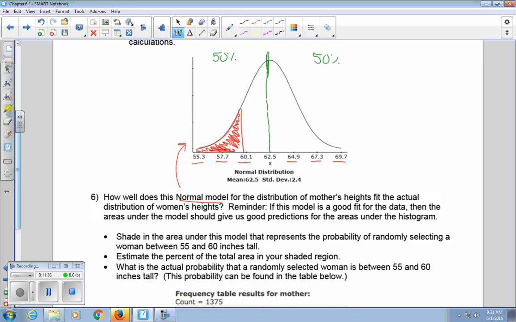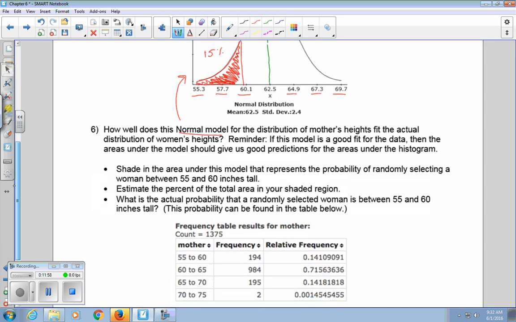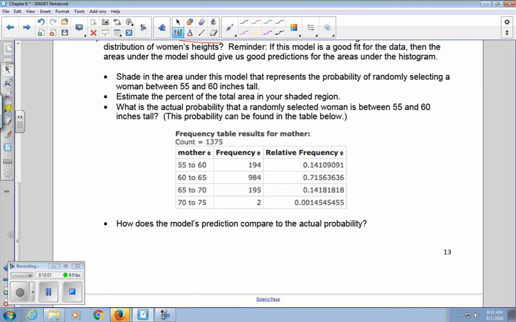So this looks like it's less than half of our distribution. I think it looks about 15% or so of our distribution that's shaded. So what is the actual probability that a randomly selected woman is between 55 and 60 inches tall? Now that's based on our data. If we look at our relative frequency table here, we can read that it's about 14%. And that's a pretty good fit. It's pretty close to our model. So our model is looking good so far.